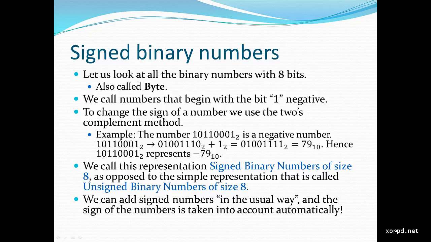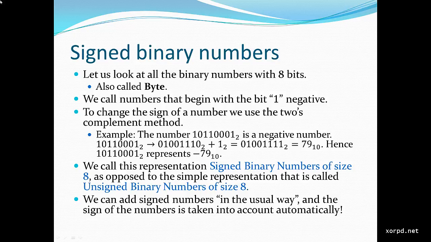Signed binary numbers. Let us look at all the binary numbers with 8 bits. This is also called a byte. We are going to discuss this notion a bit later in more detail, but it might be a good time to just be familiar with the name byte. We call numbers that begin with the bit 1 negative. We have to be careful about this because sometimes it could be hard to see which bit is the first one. And I will try to explain.